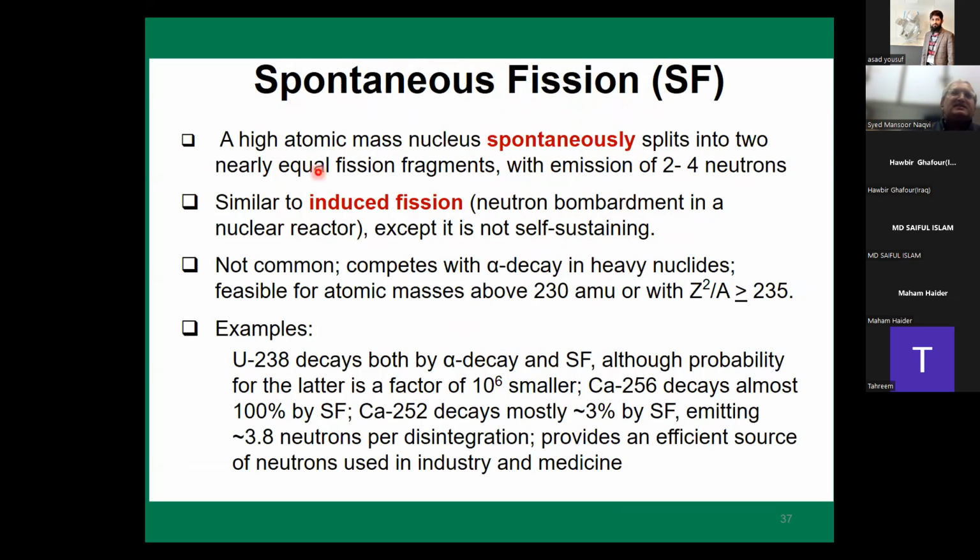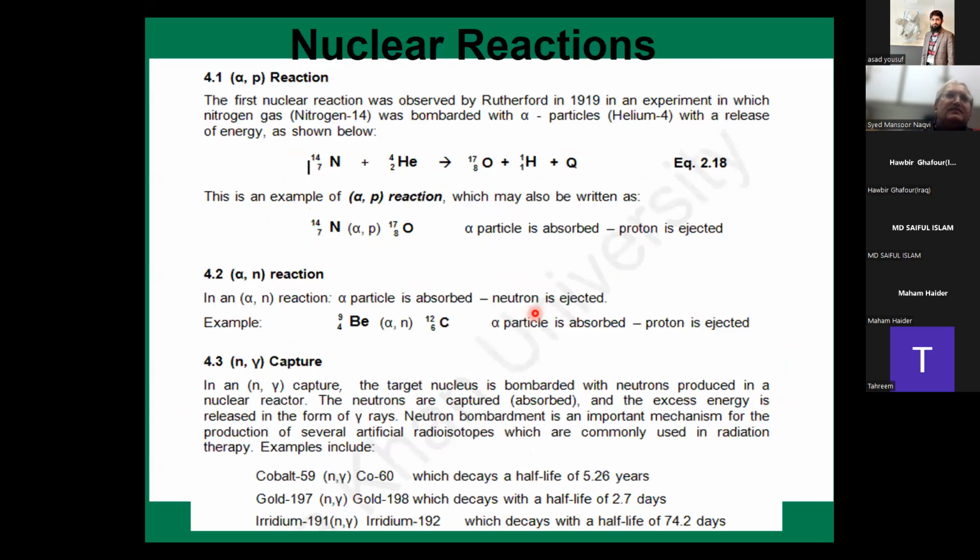But this is not sustained because the critical mass is not achieved. So it happens at a small localized level, but it can happen. So it is a spontaneous fission which generally occurs, but it is not common. An example is that uranium-238 decays both by alpha decay and by spontaneous fission, although the probability of the latter is a factor of 1 million times less. So this is very, very rare, very uncommon.